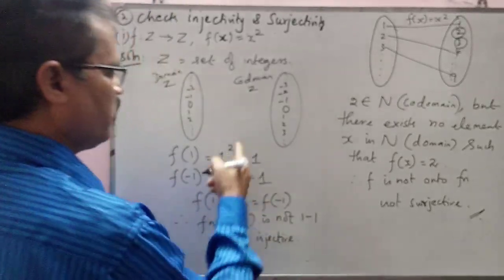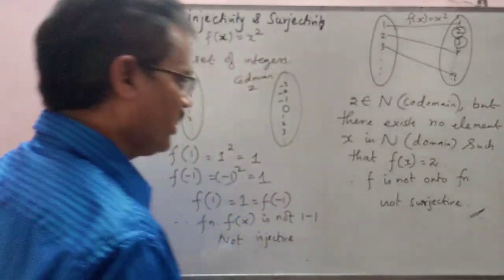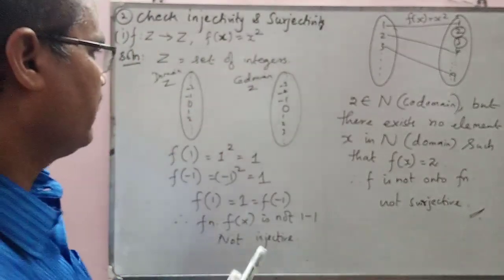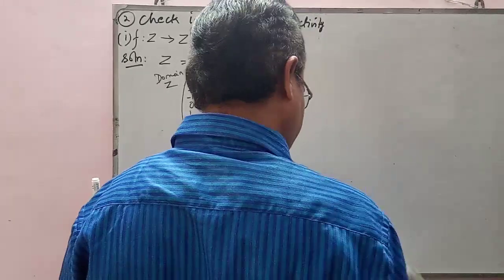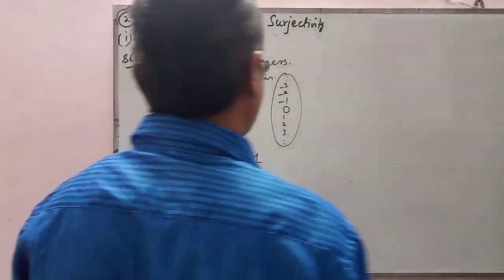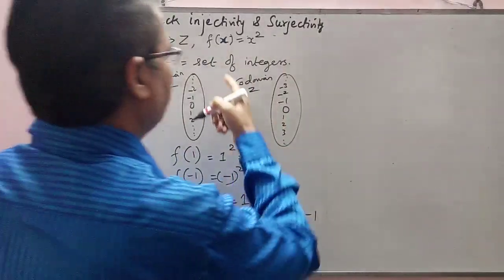Right, children? f(1) squared is 1, and (-1) squared is 1. So it's not injective. Let us go and check for surjective. What do you think? Will it be surjective or not surjective? Let us start doing it.